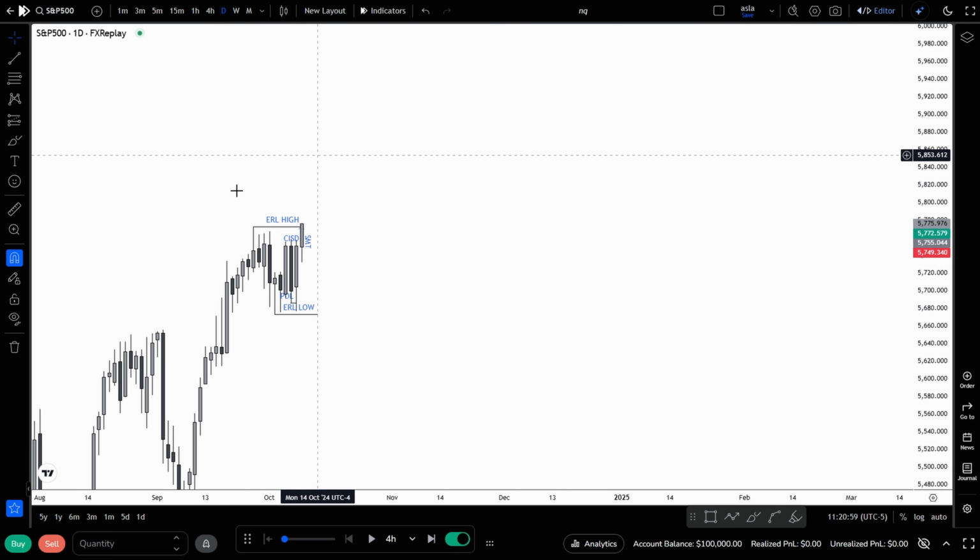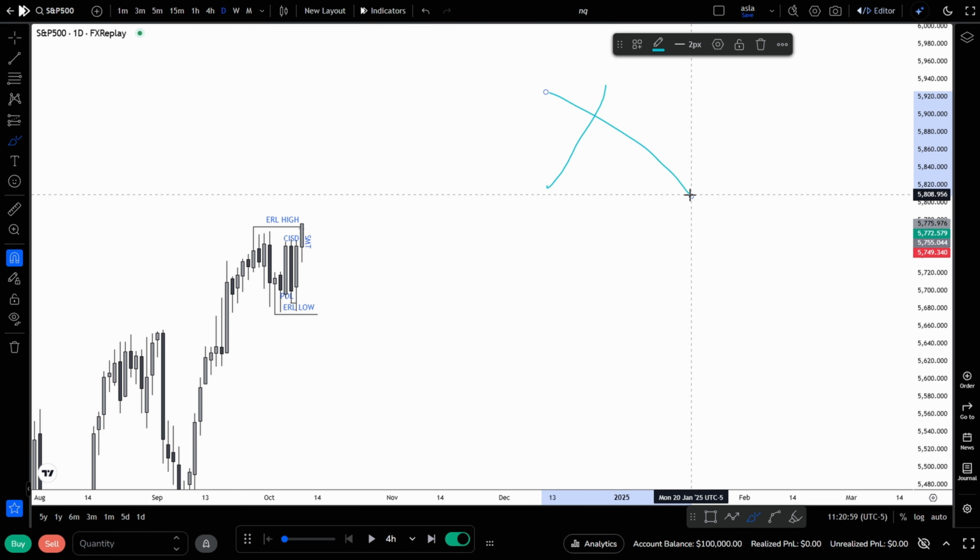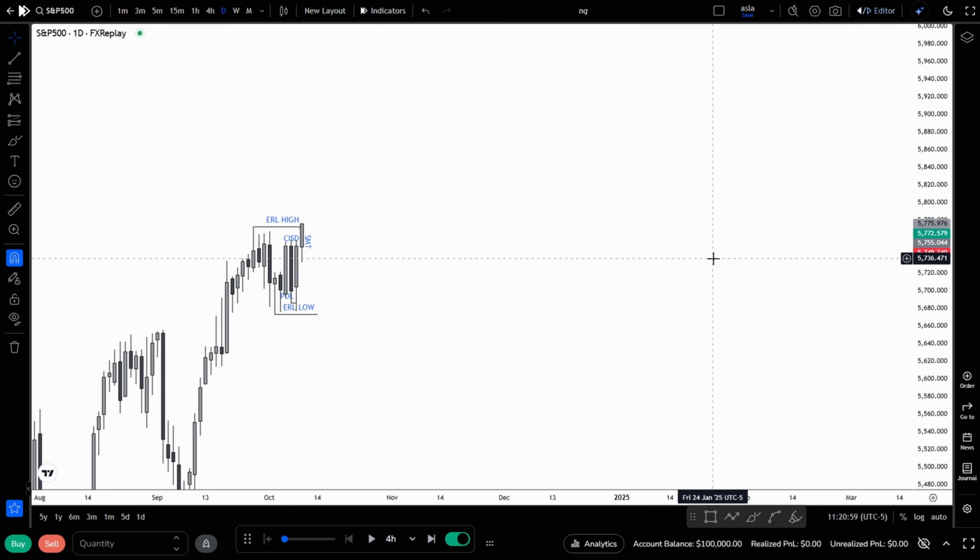This is absolutely necessary for a continuation trade. Without a higher time frame narrative, the continuation setup simply doesn't work. No matter what strategy or approach you use, you need a clear higher time frame story that explains why the market should continue in that direction.